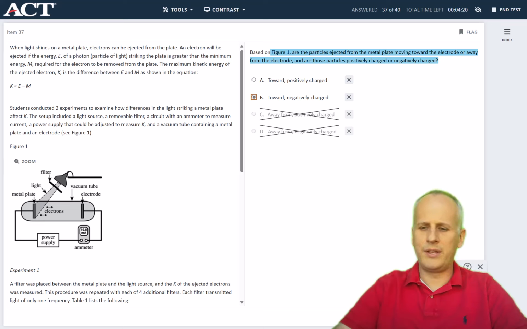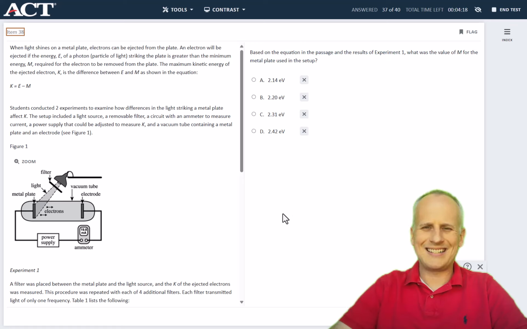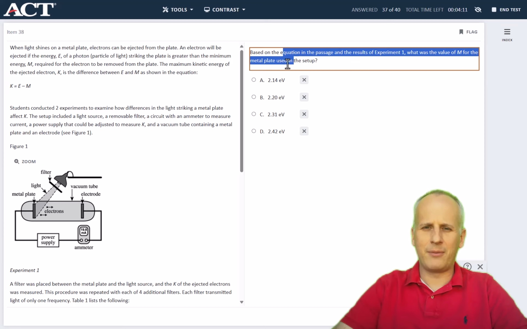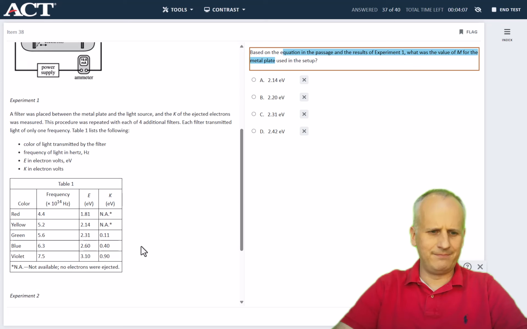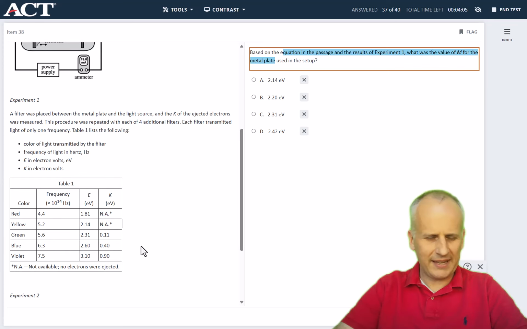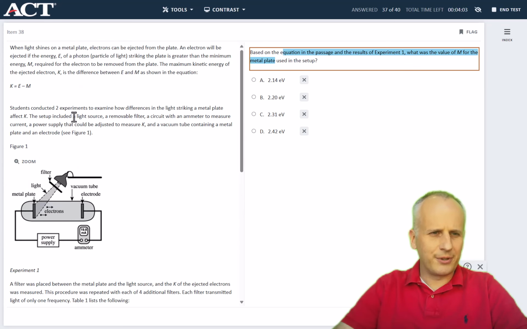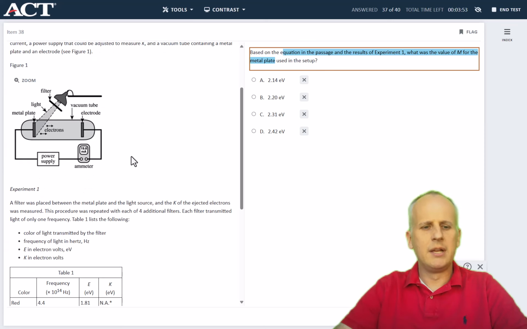And then we can move on to the next question, which states, based on the equation in the passage and the results of experiment 1, what was the value of M for the metal plate used in the setup? So we scroll on down, and actually we're going to start up top because we've got this equation, and the equation says that K is equal to E minus M. And so that means that M is going to be equal to E minus K.